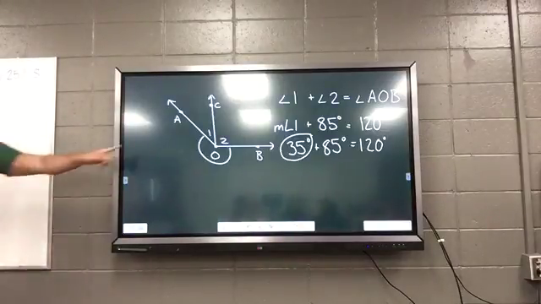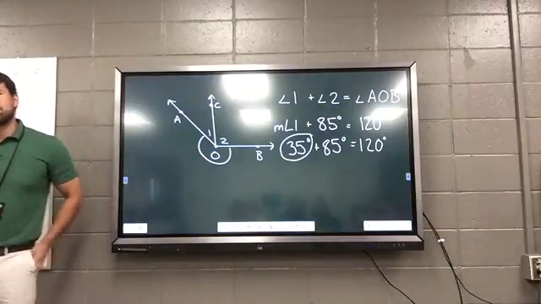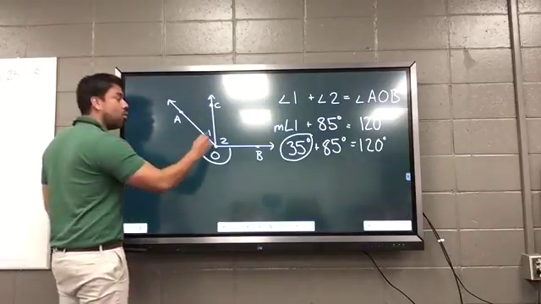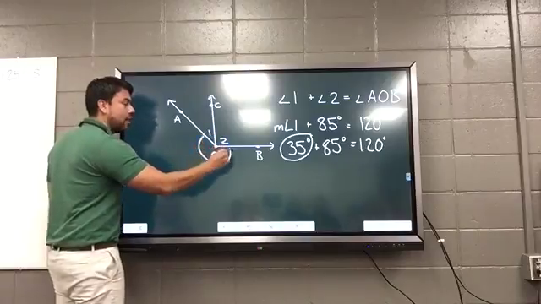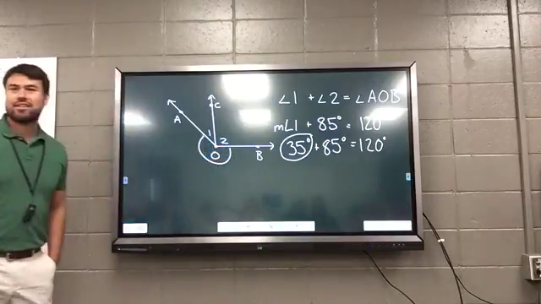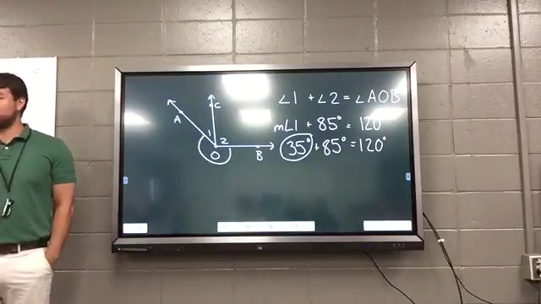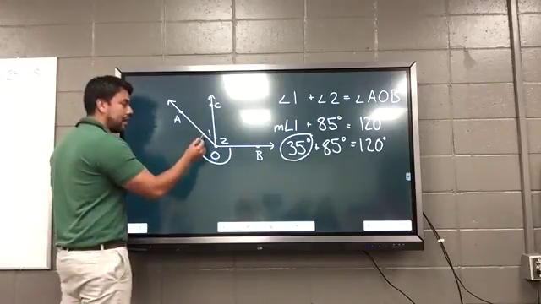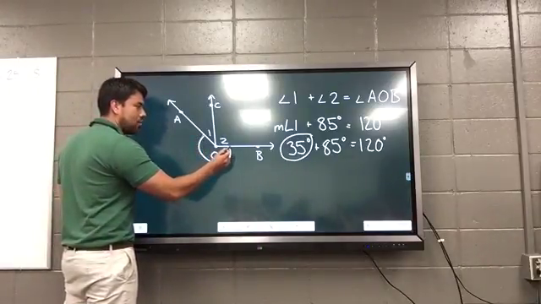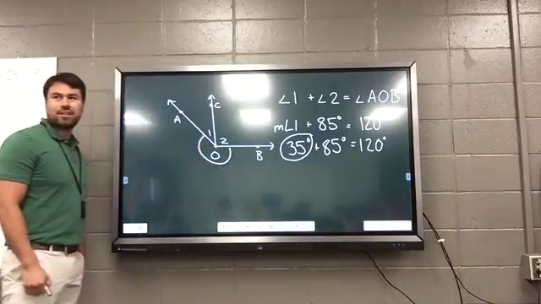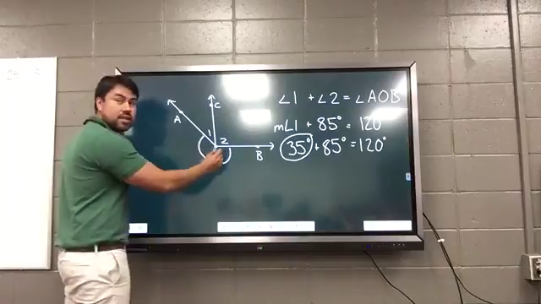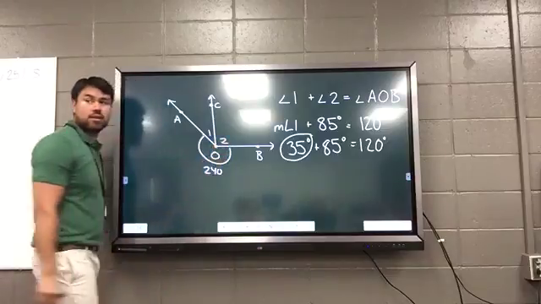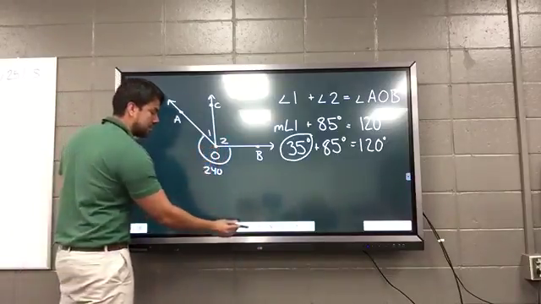Who has an answer for the reflex angle? Annie, what'd you get for this angle right here? 440. Can it be that? If the whole angle is 360, I think I know what you did. Do you want to change it? 240 makes more sense, right? Okay, Annie, you said this is 240. So what must this angle be? 120. And is that what you have? Okay, so that's it.